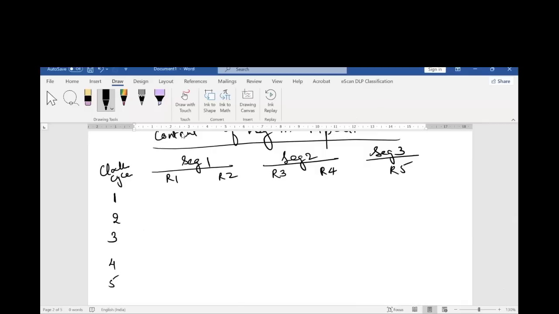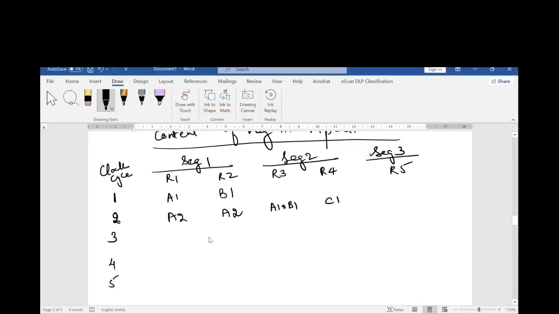In the first clock cycle, what happened? In segment 1, A1 and B1 got loaded into R1 and R2. In the second clock cycle, what happened? In R3, A1 into B1 took place and in R4 we loaded C1. But simultaneously in clock 2, A2 and B2 come into the pipeline. Did you understand?